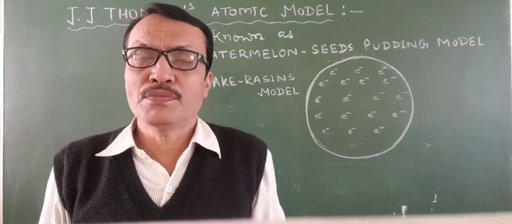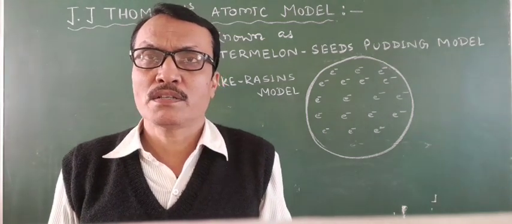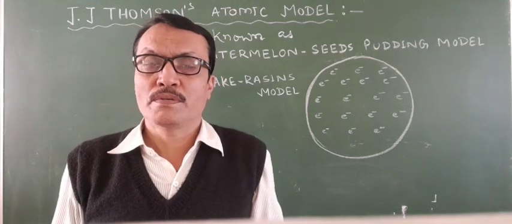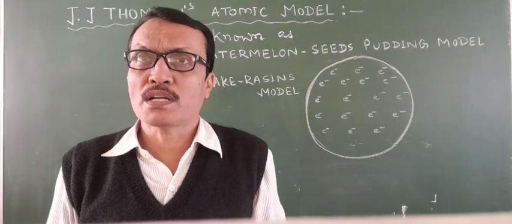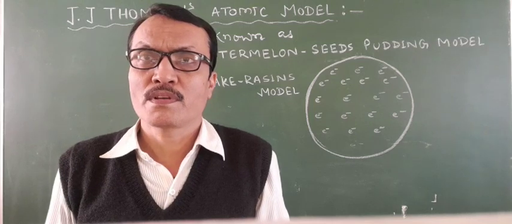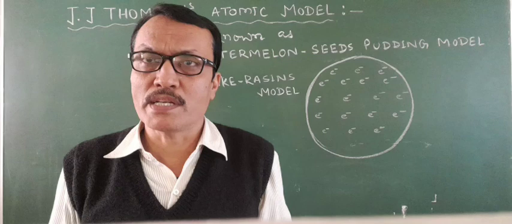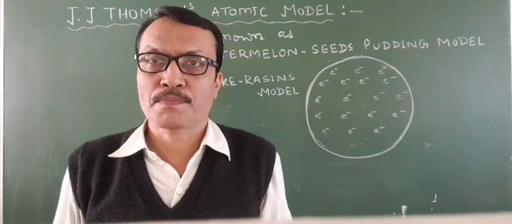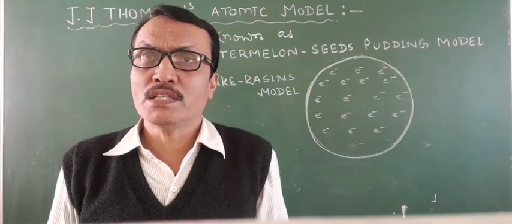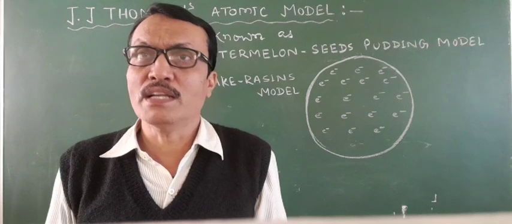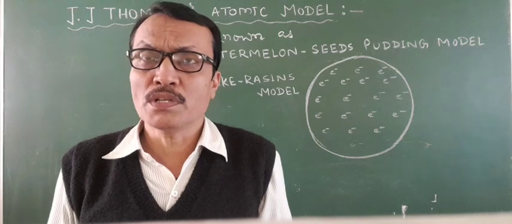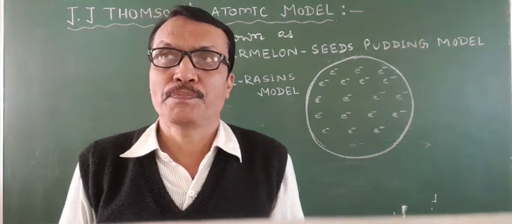Now the next challenge before the scientists was to explain the internal structure of the atom. It means how these two charged particles exist inside an atom, and this was the challenge before the scientists. Hence, for the first time J.J. Thomson accepted the challenge and proposed his own atomic model, which is known as J.J. Thomson's atomic model.